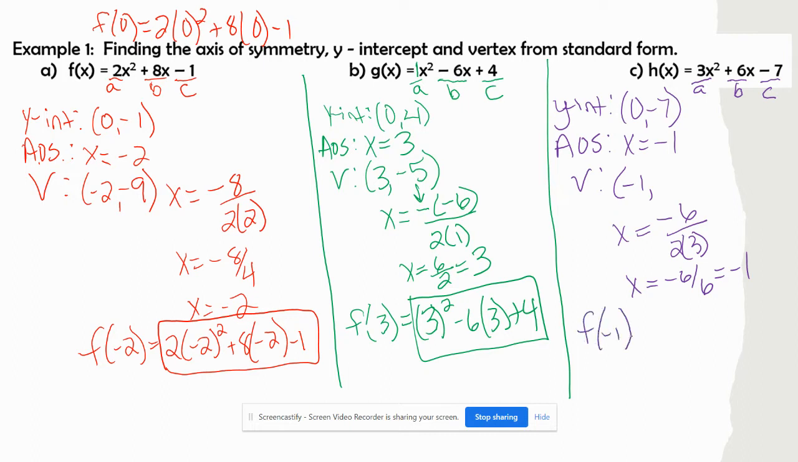Plug negative 1 into our function. 3 times negative 1 squared plus 6 times negative 1 minus 7. Do all that math, and we get negative 10. I'm going to skip over those Try Its and go to example 2.